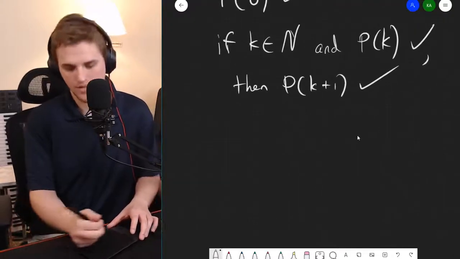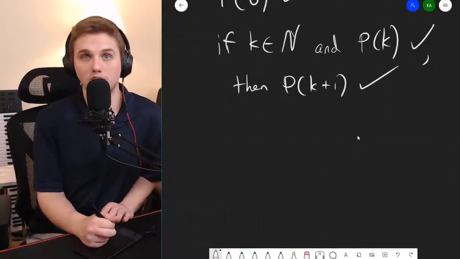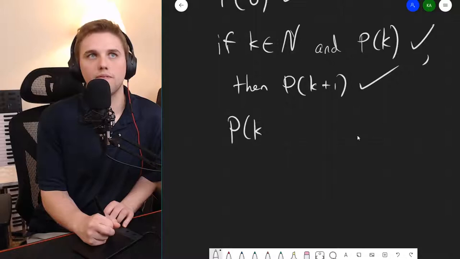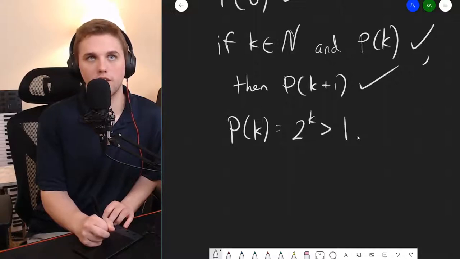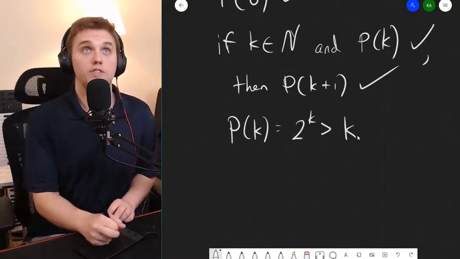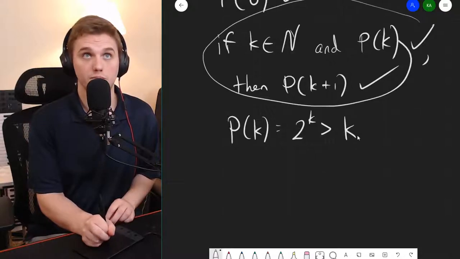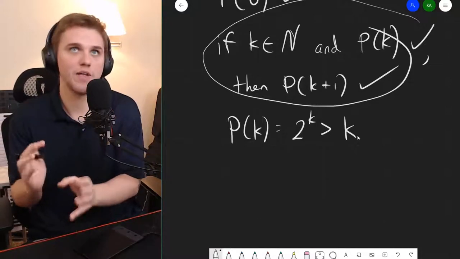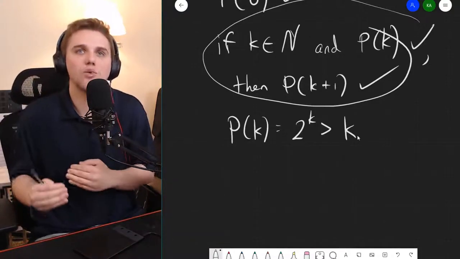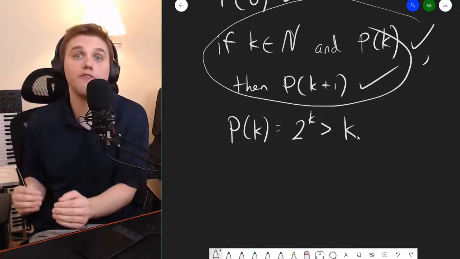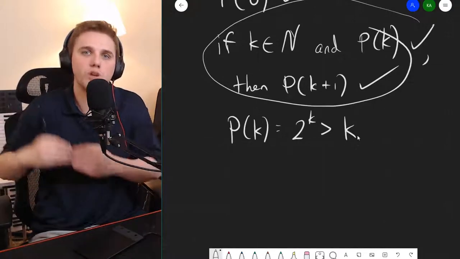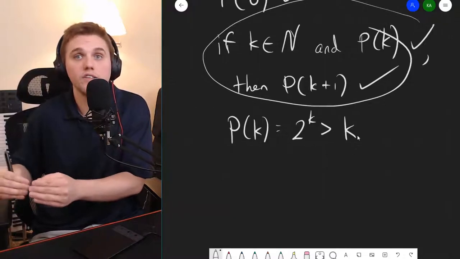Now, how can we do this? Well, the way we can do this is we can figure out what is P of K. So we're going to take a look at P of K. P of K is 2 to the K is greater than K. So if we want to prove that this is true, which is the second step of mathematical induction, this is the induction step. This is the step a lot of people have a problem with. We're generalizing this process of verification. We're verifying the next step without actually computing the next step. So we're using the previous step and some math to get to the next step.